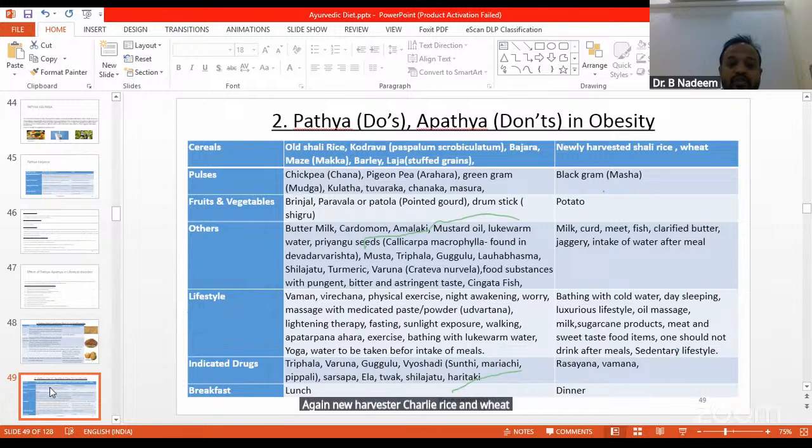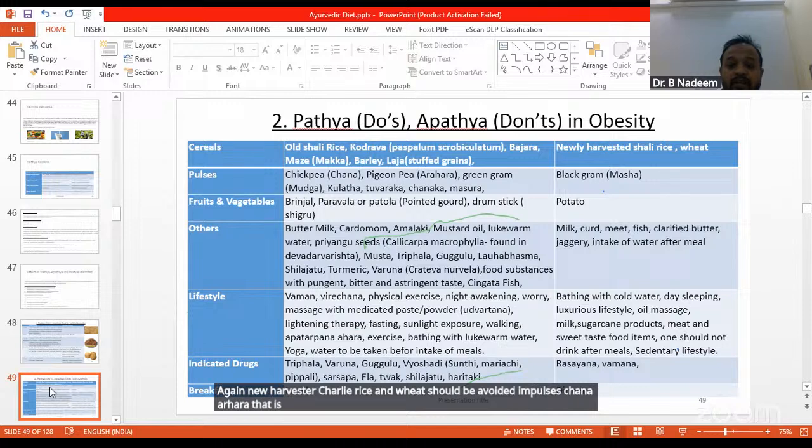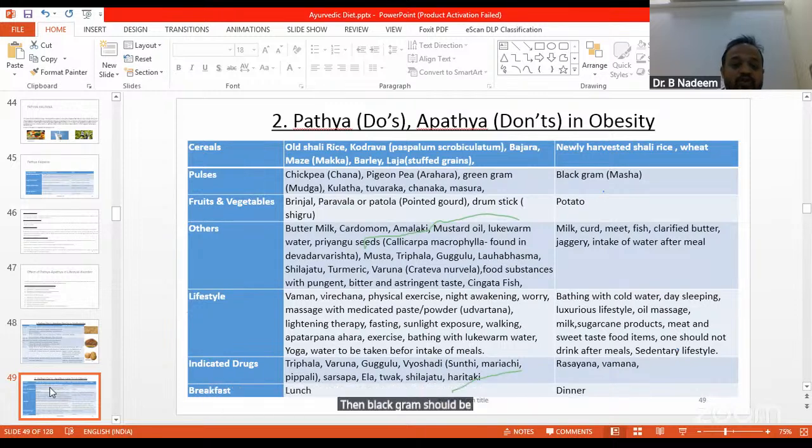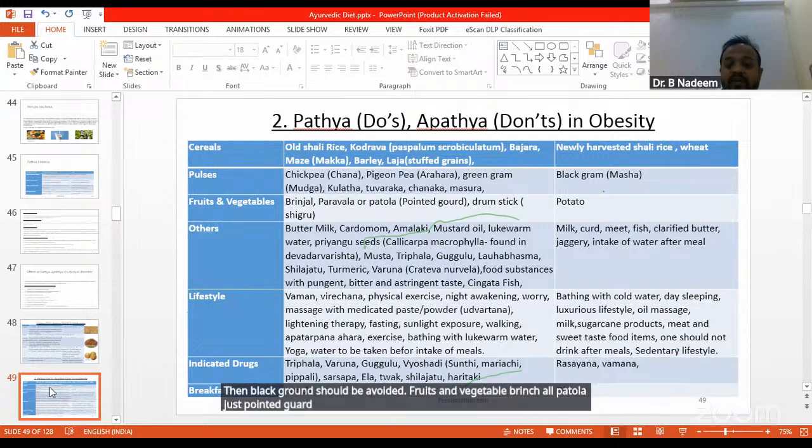In pulses, chana, arhara, that is pigeon pea, green gram, mudga, kulatha, tuvaraka, chanaka, masura can be taken. Then black gram should be avoided. Fruits and vegetables: brinjal, patola, which is pointed gourd, and drumstick can be taken. Potato should be avoided. Others: buttermilk, cardamom, amlaki, mustard oil, lukewarm water, priyangu seeds, mushta, trifla, guglu, lauha bhasma.